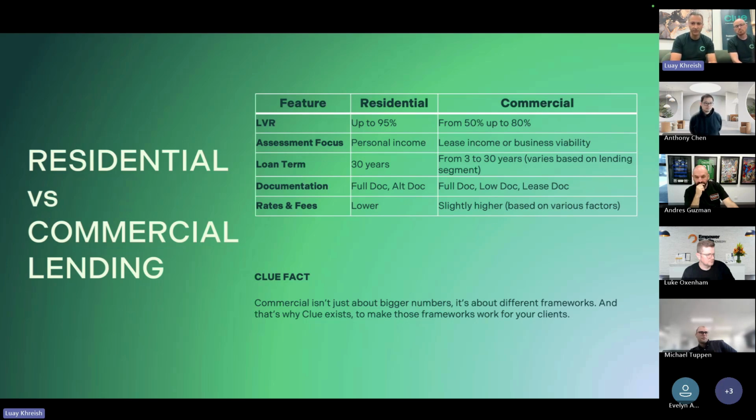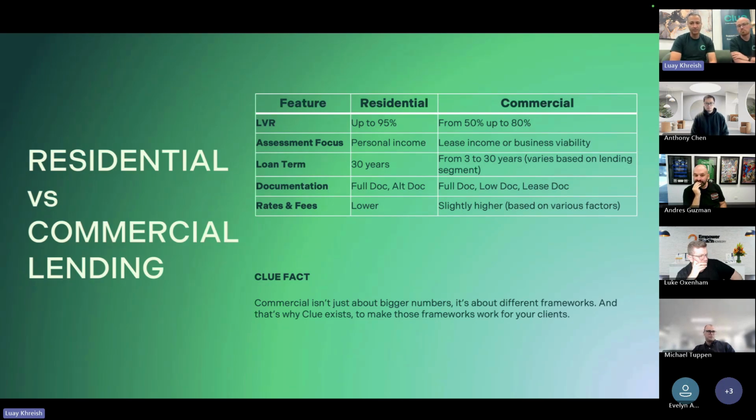The assessment focus is very black and white in residential. It's really just down to the income. Can you service, yes or no? With commercial, of course, income comes into it, but they also look at your lease details if it's a tenanted property, and they'll look at your business viability. So not just profit and loss statement stuff. They're looking at your balance sheet. They're looking at whether you've got good cash flow or not. So there's a lot of other metrics they look at to make sure that your business is viable and you can afford the proposed debt.